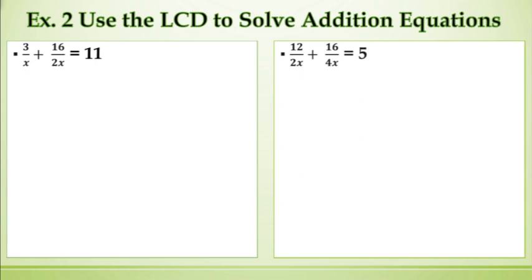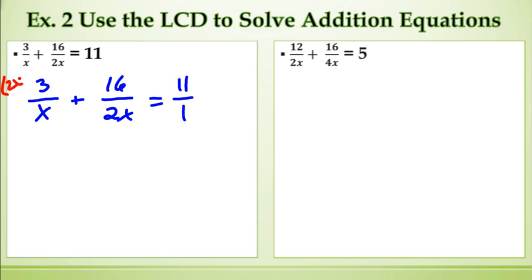Example 2, use the least common denominator to solve addition equations. What they're asking you to do here is get rid of the fractions by multiplying by the least common denominator. So that's what we're going to do here. So if I rewrite the problem, I have 3/x plus 16/2x equals, I'm going to make this 11/1. Okay, so what is the least common denominator of x, 2x, and 1? The least common denominator would be 2x.